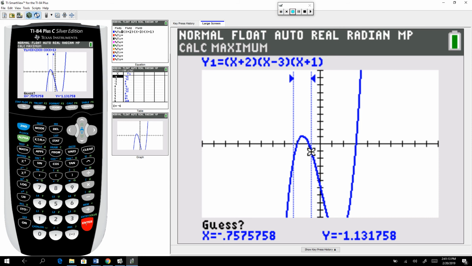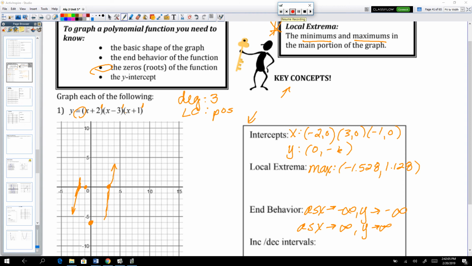Yes, go ahead and enter again. Your maximum is located at negative 1.528, comma 1.128. So that is the coordinate of your maximum. So go ahead and pause the video and jot that down in your table. Negative 1.528, comma 1.128. So there's the location of your max, and once you have that information, I highly recommend jotting that onto your graph, sketching it on there.